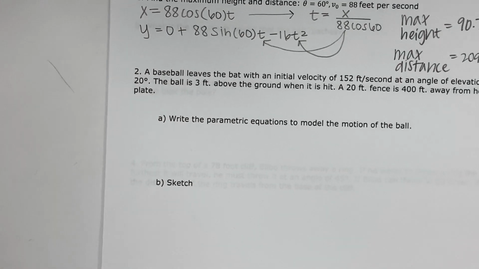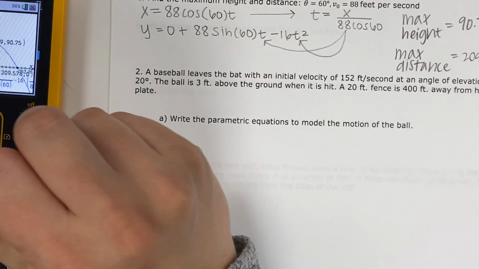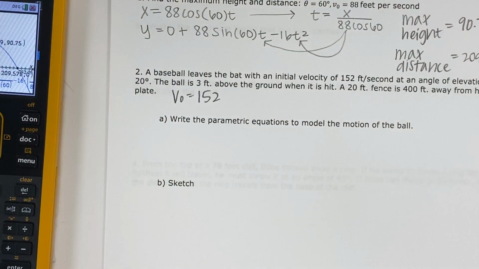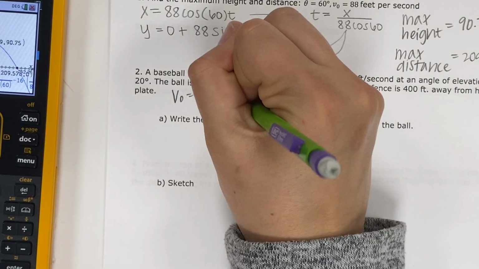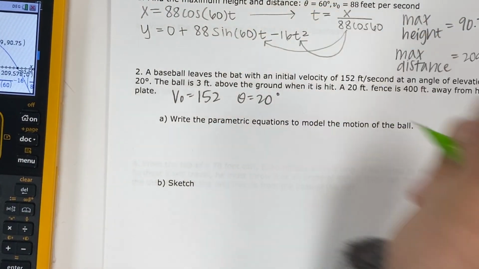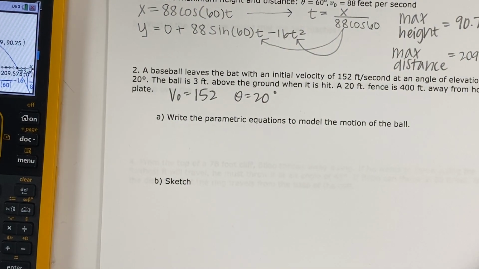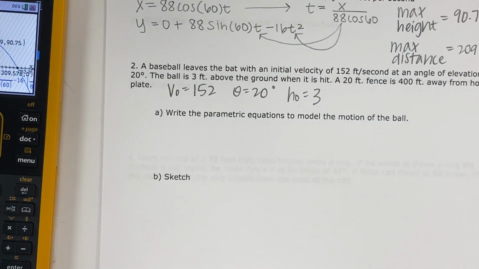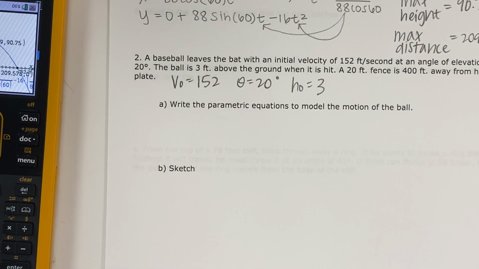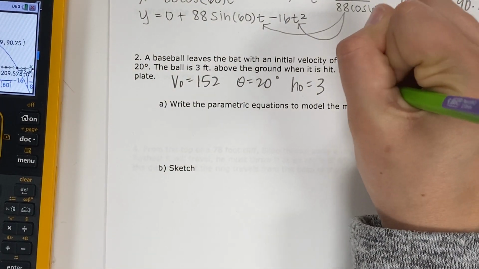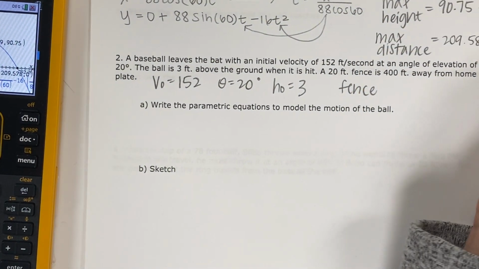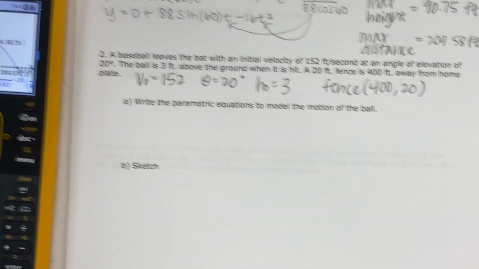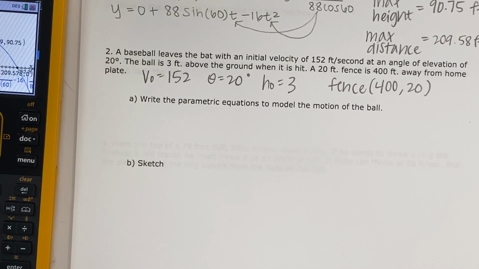Okay, a baseball leaves a bat with an initial velocity of 152 feet per second. So let's jot that down, we'll need to know that. An angle of elevation of 20 degrees, so theta is 20. The ball is 3 feet above the ground when it's hit. That's our initial height. And a 20-foot fence is 400 feet away from home plate. So we have this fence, and the coordinate of the fence is 400 feet away and 20 feet high. I bet we use that later.